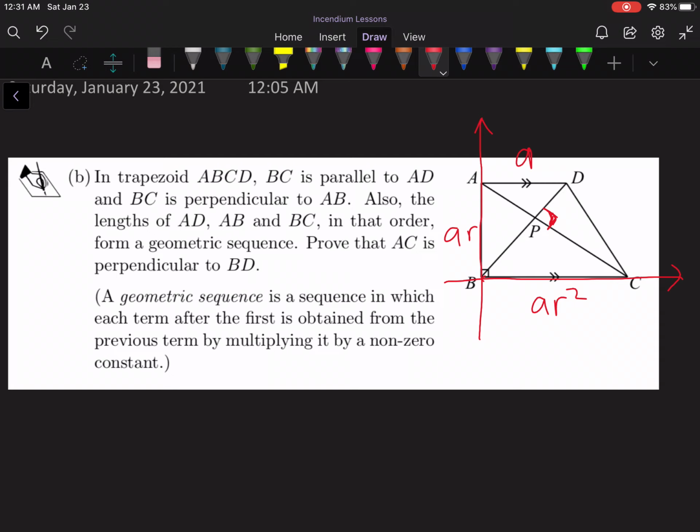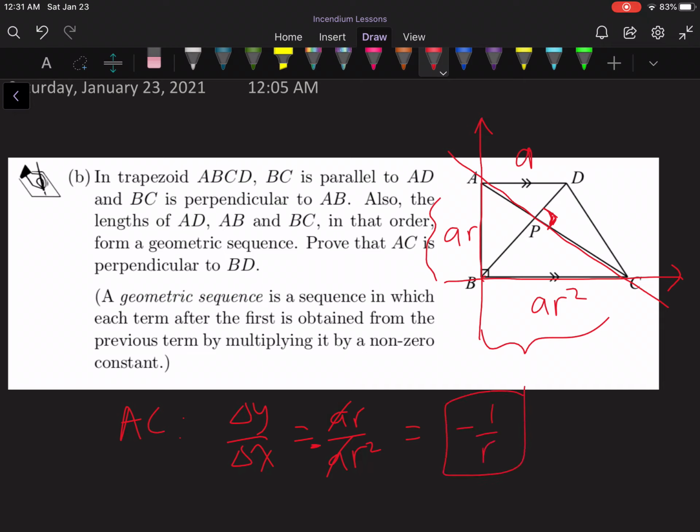So first, let's look for the slope of AC. The slope is change in y over change in x. In our case, change in y is ar, and change in x is ar squared. But because this line has a negative slope, we need to put in a negative sign in front. We can simplify, stuff cancels out, and it's just negative 1 over r. That's the slope of AC. Perfect.